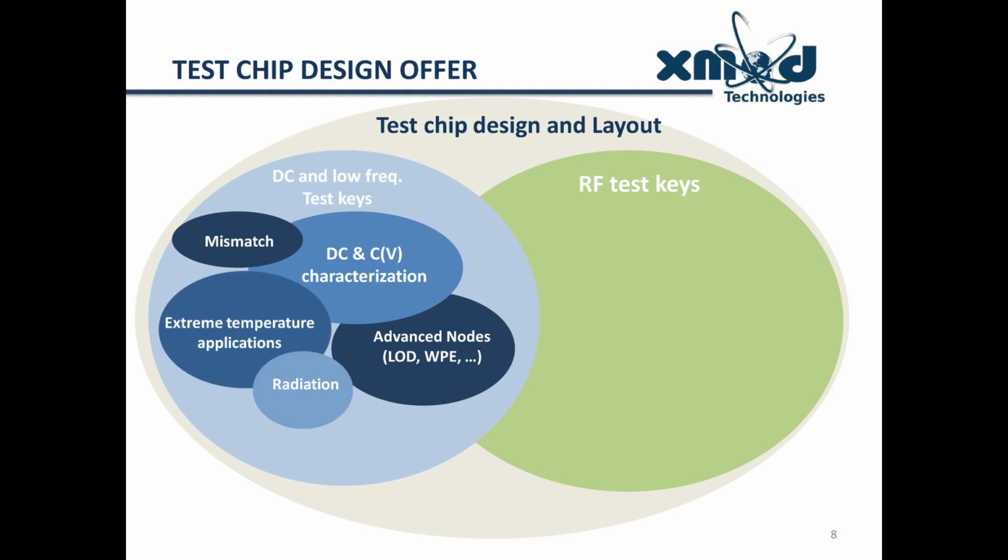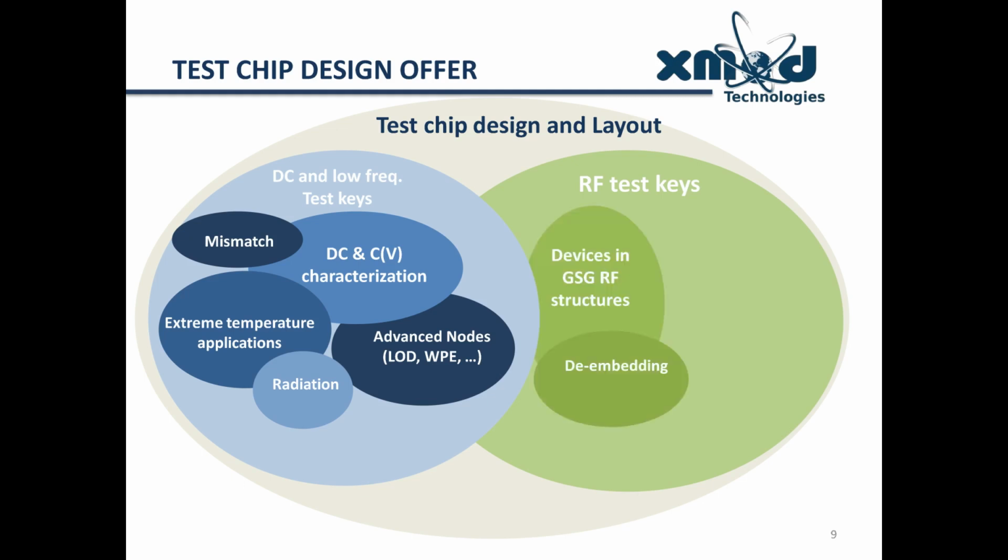We can also add some specific test structures for applications such as extreme temperatures, very high temperatures above 200 degrees C, or cryogenic temperatures down to liquid nitrogen operation. And finally, we can also add some specific structures for radiation-hardened devices.